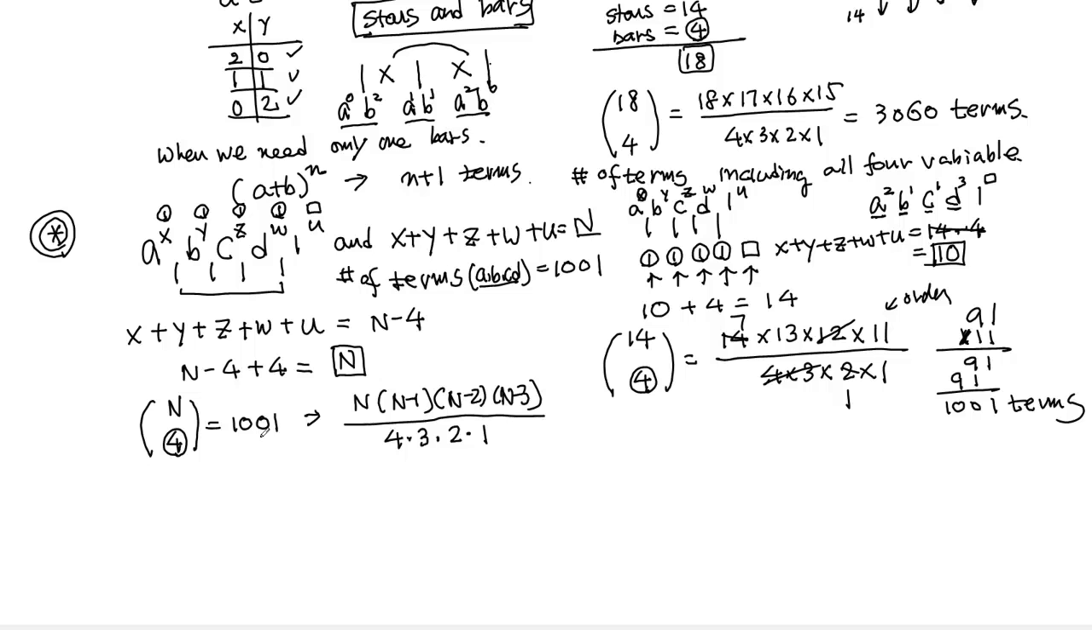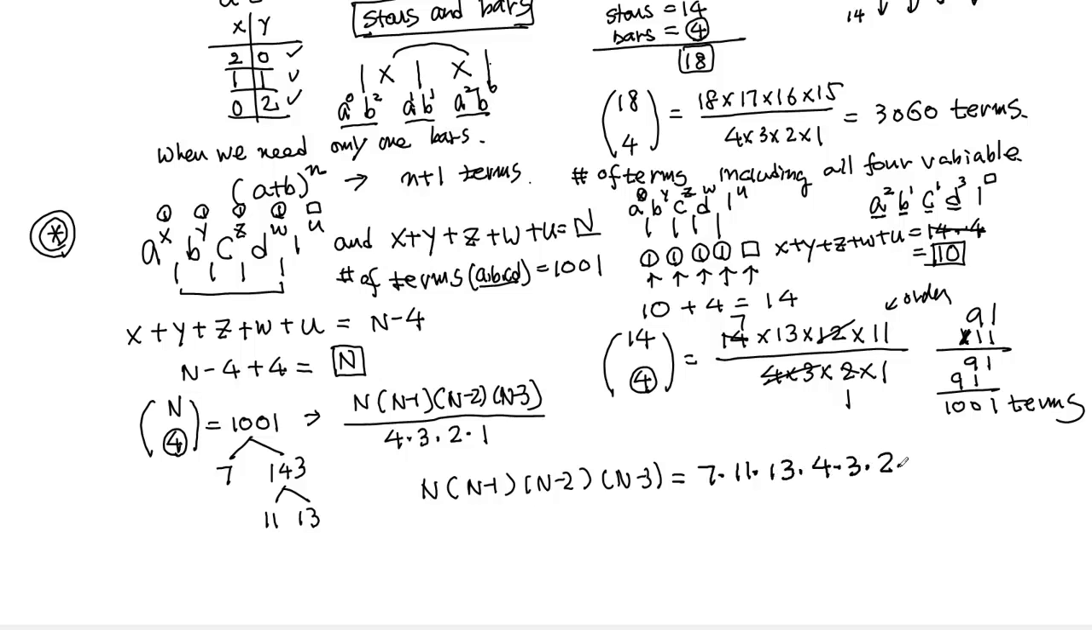What is 1001? You can divide it by 7, right? Easily. So how much when you divide it by 7? 143, okay? 143 is what? 11 times 13, okay? They are prime numbers. So now set up the equation in an easier way. n times n minus 1, n minus 2, n minus 3 can be expressed this way: 7 times 11 times 13 times 4 times 3 times 2 times 1, right? So we're going to arrange these numbers into 4 consecutive numbers, isn't it?